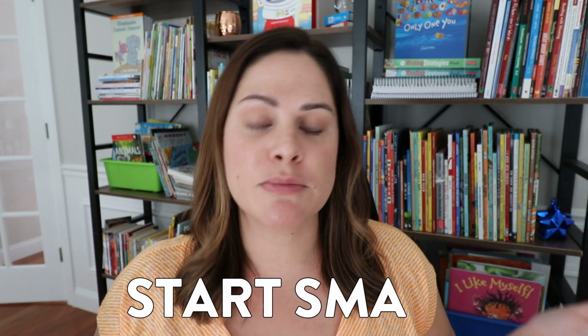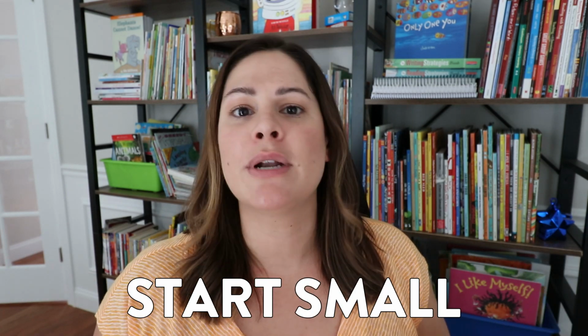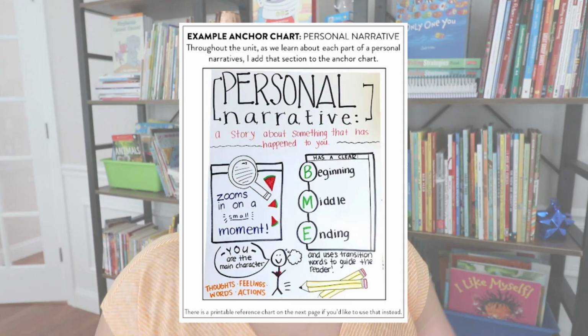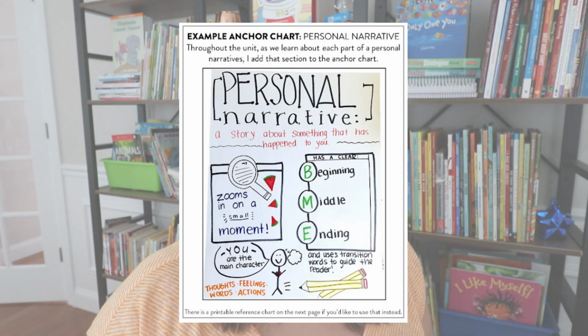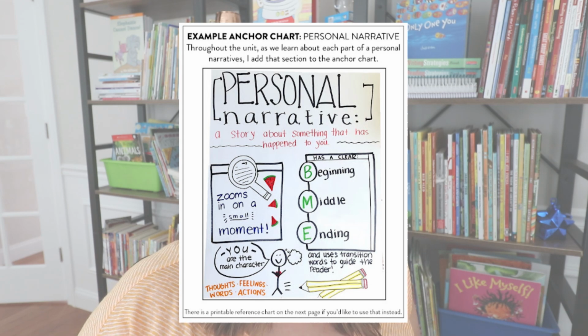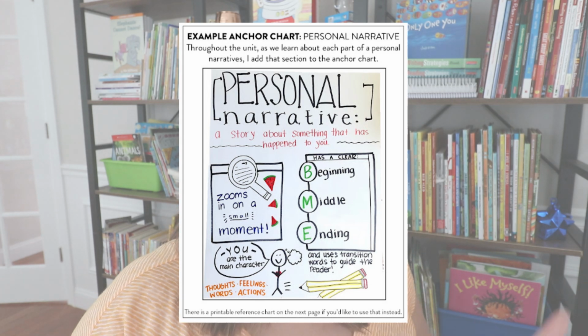All right, lesson number one when teaching your students about small moments is to start small. In this lesson, you will want to teach your students what a personal narrative really is, and I like to use an anchor chart to help do that, so I will show them that this is what a personal narrative is. And I explain in this unit that if I'm making it myself, like I have done here, where I actually drew this myself, I will add each section as we learn about it.